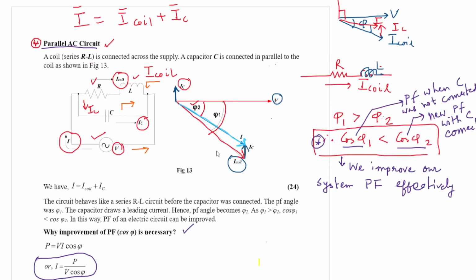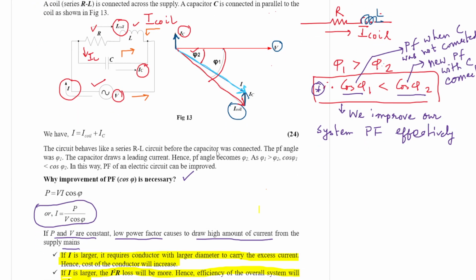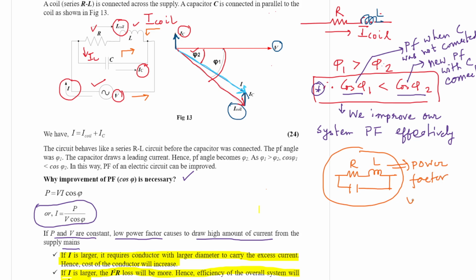So this is a parallel AC circuit, one of the forms of AC circuit, where it is extremely important when R and L are connected in series. Then if a capacitor is connected with that, you can think of this entire assembly as a power factor improvement circuit.